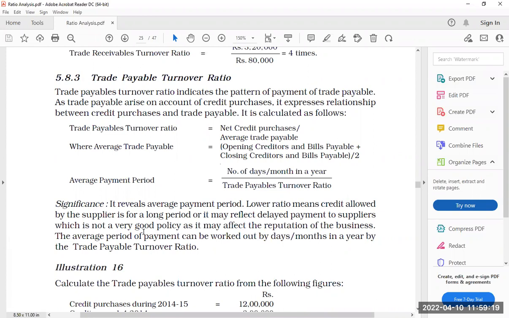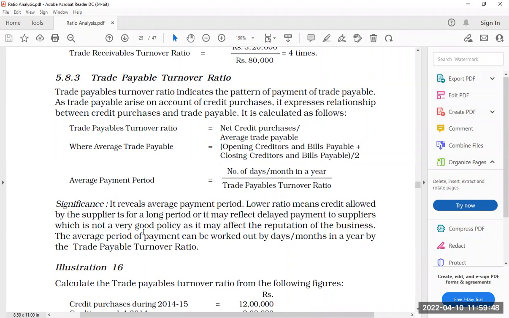Look at this equation. Same logic: net credit purchase, because payable comes because of purchase, divided by average trade payables. So what is net credit purchase? From the income statement, the P&L account, you find the purchase minus the cash purchase minus the purchase return. You will get net credit purchase, divided by average trade payable.